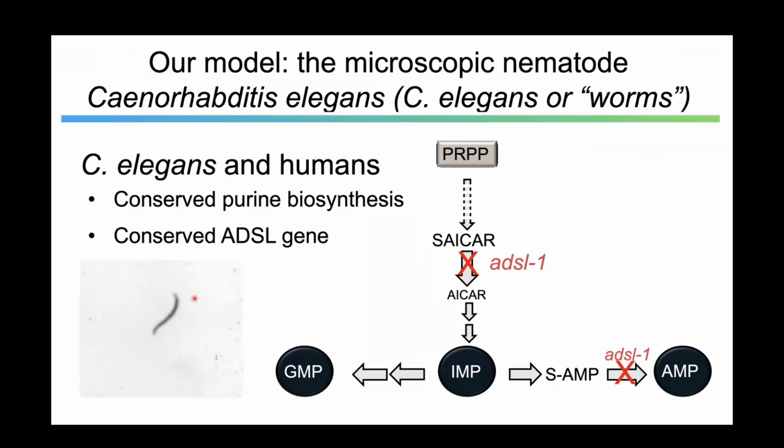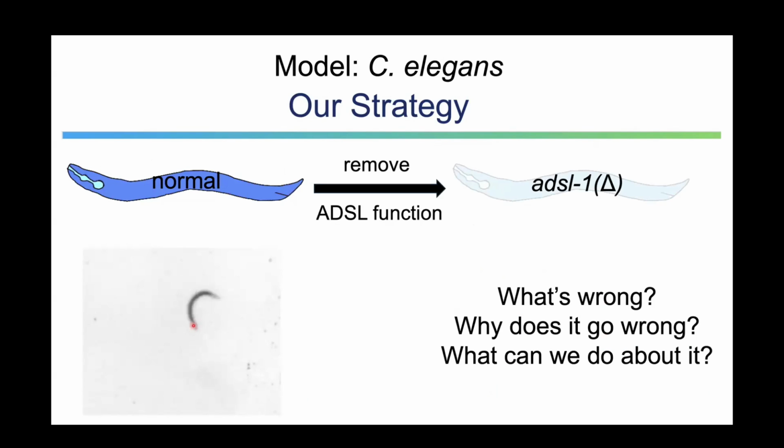You might think C. elegans are really simple, and actually we use them because they are, but they also have a nervous system, a musculature, right? They have intriguing behaviors, and so we can study all of these kinds of effects of ADSL in the nervous system and in the musculature, for example, in these worms. So what we do is we take the normal worm. Again, I'm showing you a normal worm just swimming here in some buffer. We remove ADSL function, and so we have animals that do not have any ADSL function.